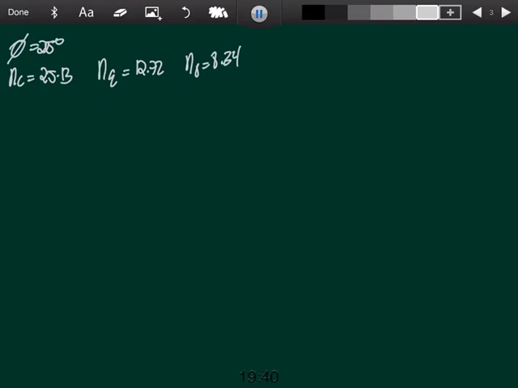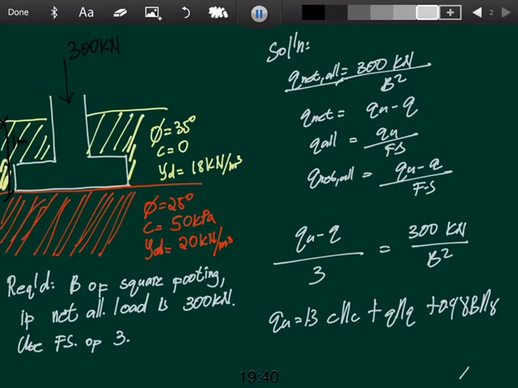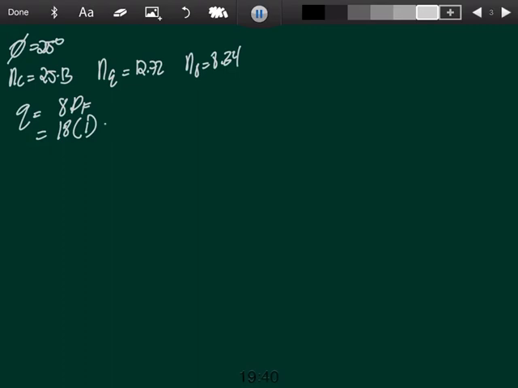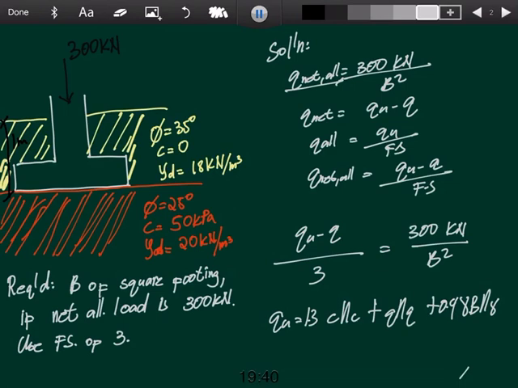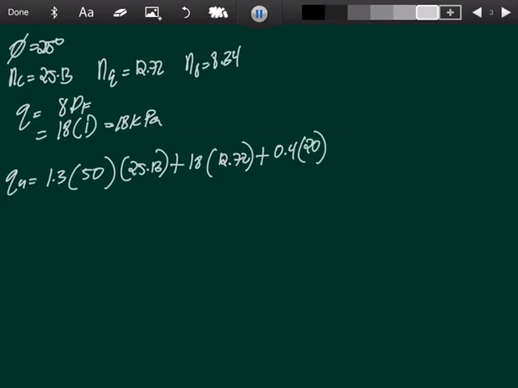Okay, so for c, we already have that, it is 50 kPa. We don't have q. So, what is q? Gamma Df. What is our gamma Df? Let's check. We have 18 by 1, so this becomes 18 kPa. I think we are ready to substitute. QU: 1.3, what is our c? We have 50 kPa times Nc, 25.13, plus q, 18, times 12.72, plus 0.4 gamma B N gamma. Our gamma here is 20, times B, times N gamma.